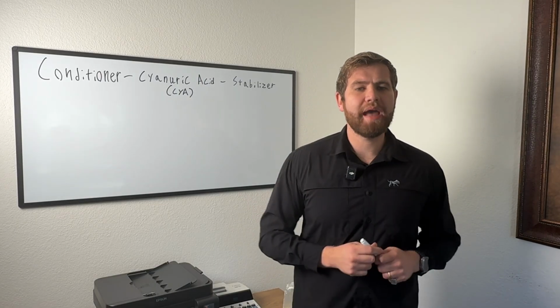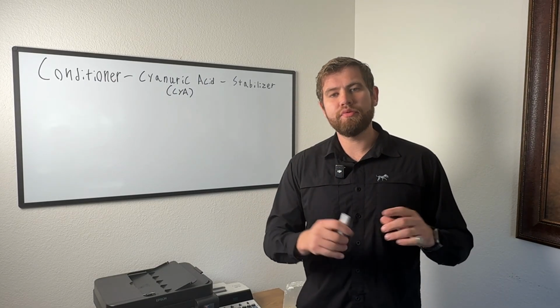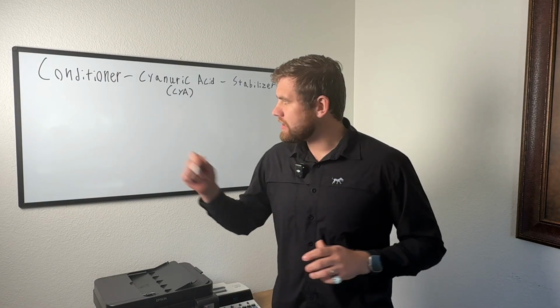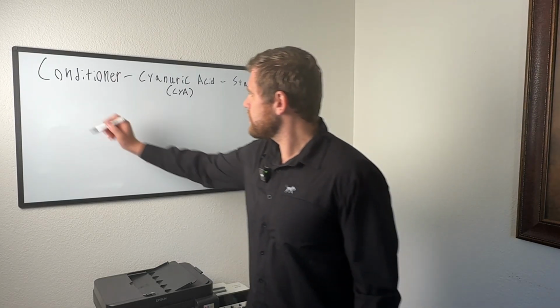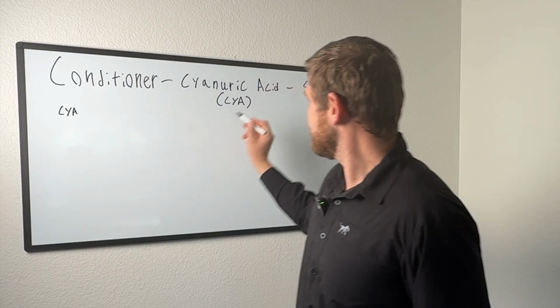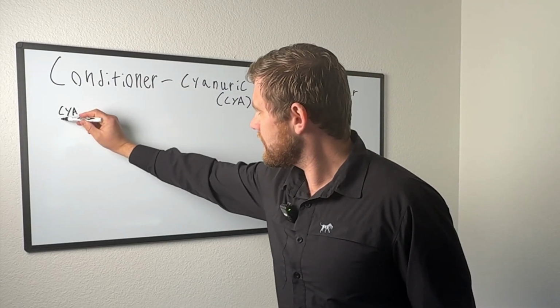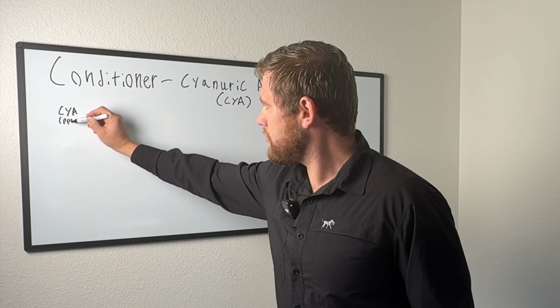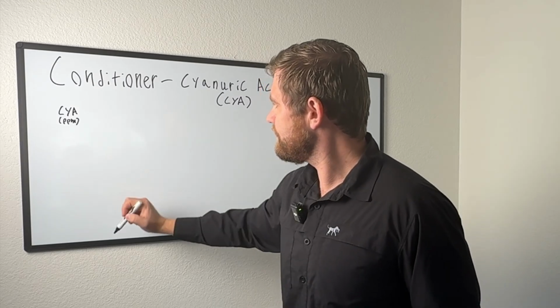So why does conditioner matter, and how does it fit into your pool chemistry picture? Well, let's illustrate with some data points. We'll start with CYA, or conditioner, and we'll say that this is measured in parts per million.